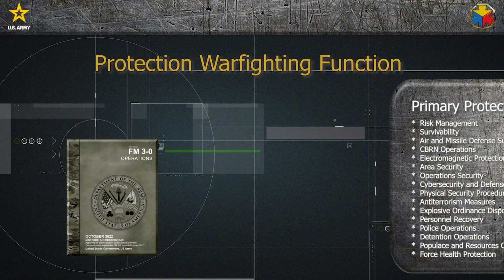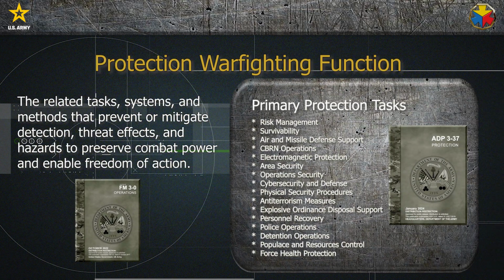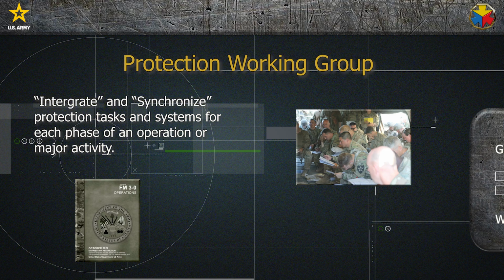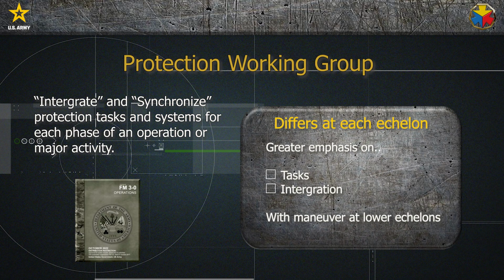Protection warfighting function, defined by FM 3-0, is the related tasks, systems, and methods that prevent or mitigate detection, threat effects, and hazards to preserve combat power and enable freedom of action. While protection working group is to integrate and synchronize protection tasks and systems for each phase of the operation or major activity. The protection working group differs at each echelon, with greater emphasis on tasks and integration with maneuver at lower echelons, and greater emphasis on synchronizing and reorganizing resources at higher echelons.